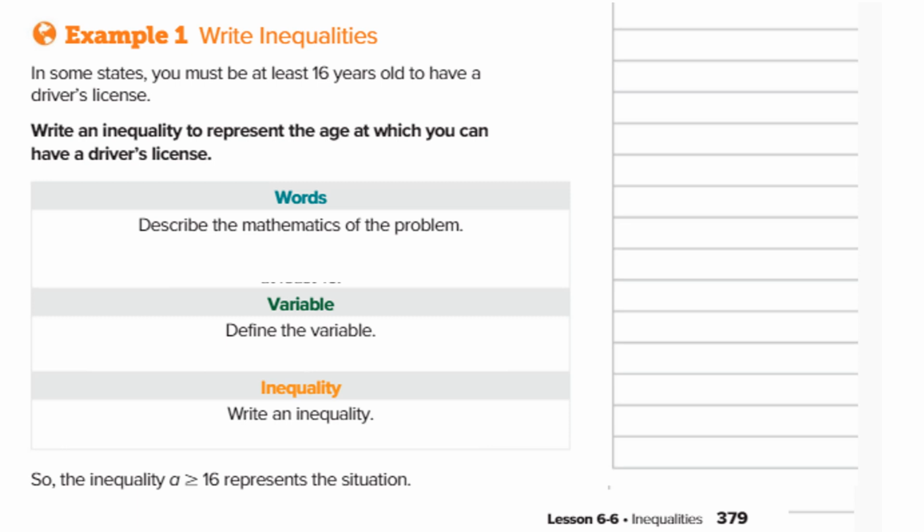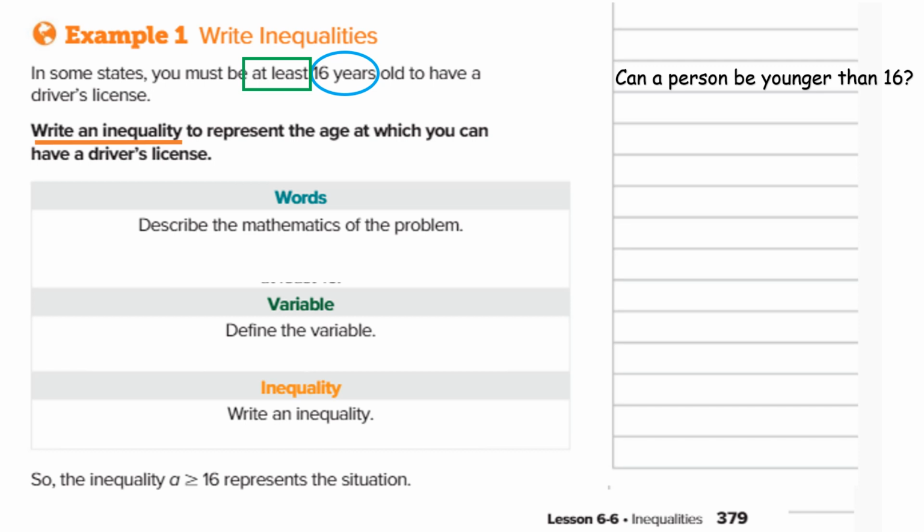All right. So now it says in some states you must be at least 16 years old to have a driver's license. So I have my number and label of 16. I'm being asked to write an inequality to represent this scenario. And once again, I go back to the idea of using the math terms at least. So I know that we're doing greater than or less than. So I need to go through my questions.